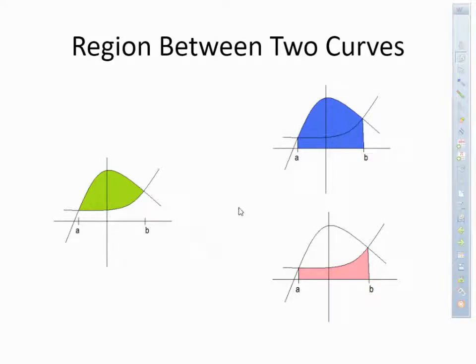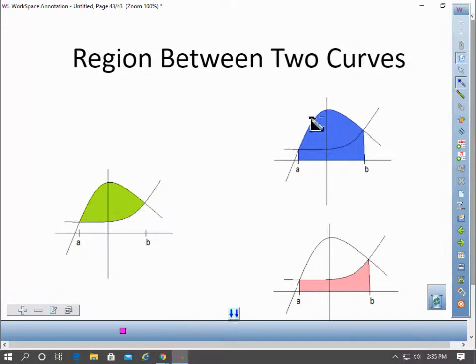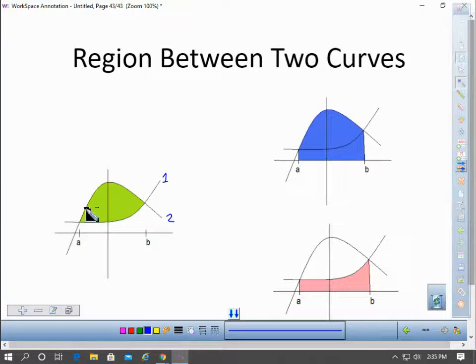All right, so here's what we're specifically going to be doing. We're going to be given two curves. So this will be like curve number 1, and then this would be curve number 2, or vice versa. All right, so we got two curves here. We want the green area between them on the interval from A to B where they intersect.